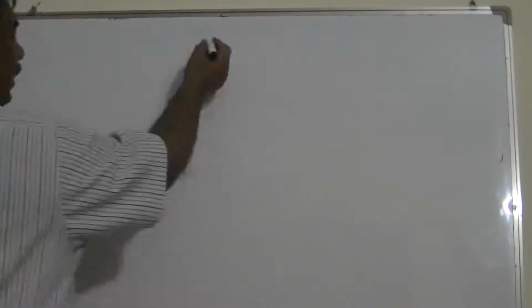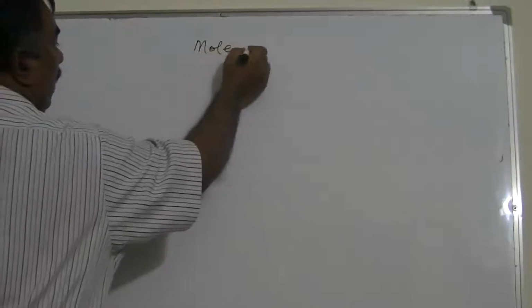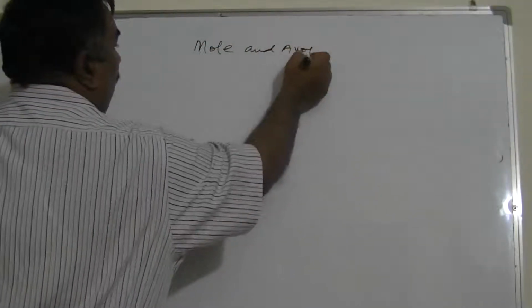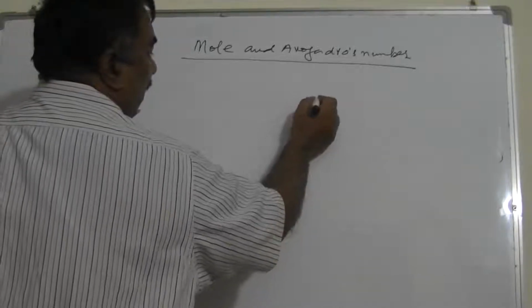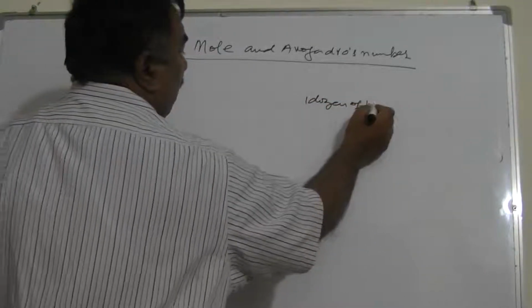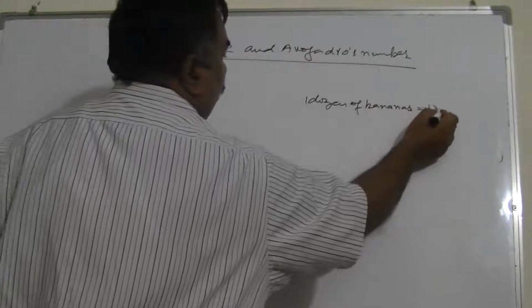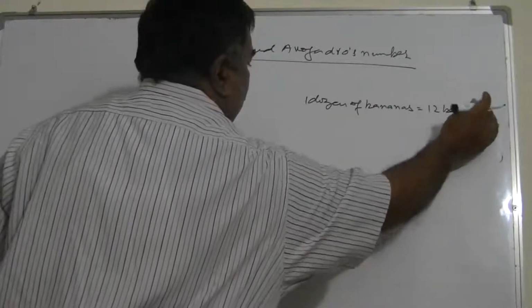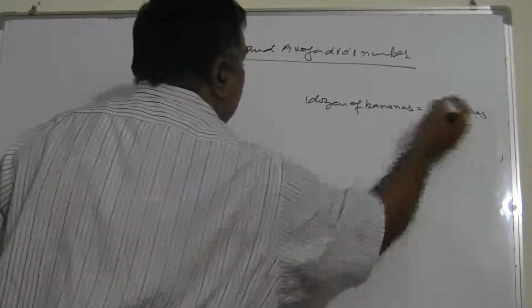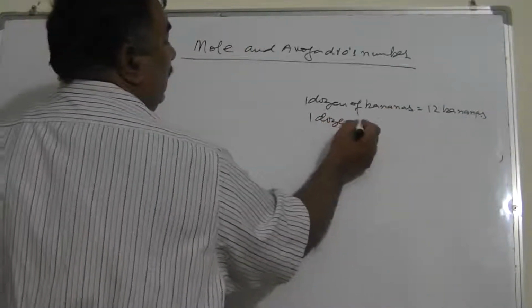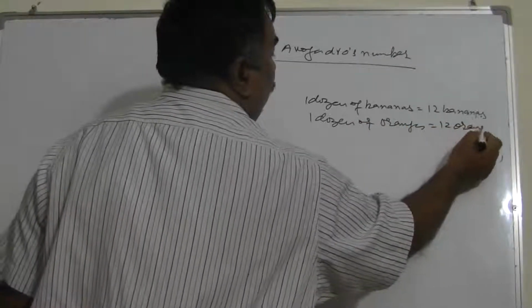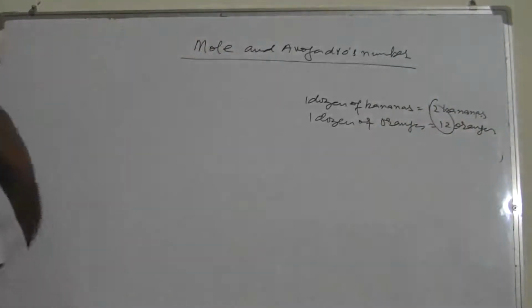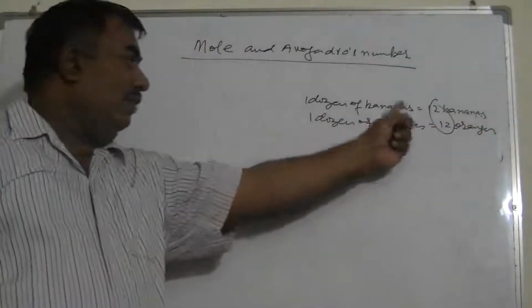We will today discuss the mole and Avogadro's number. Now, the mole has the same concept as the dozen has. For example, if I say 1 dozen of bananas, it means 12 bananas. Similar is the case when I say 1 dozen of oranges, it means 12 oranges. Now this 12 is a fixed number, and this 12 means 1 dozen.